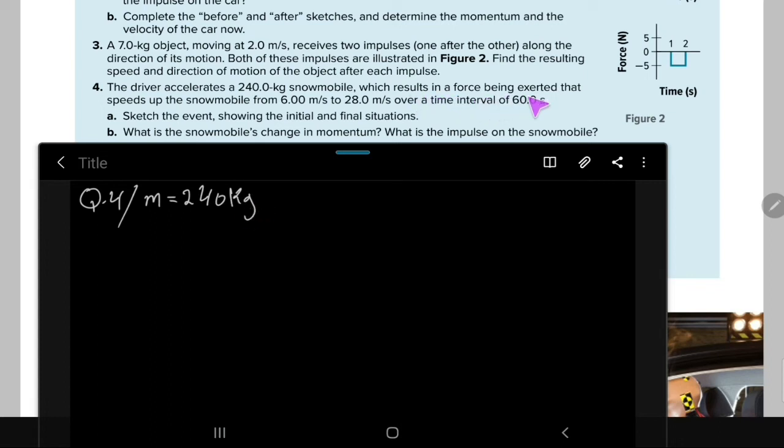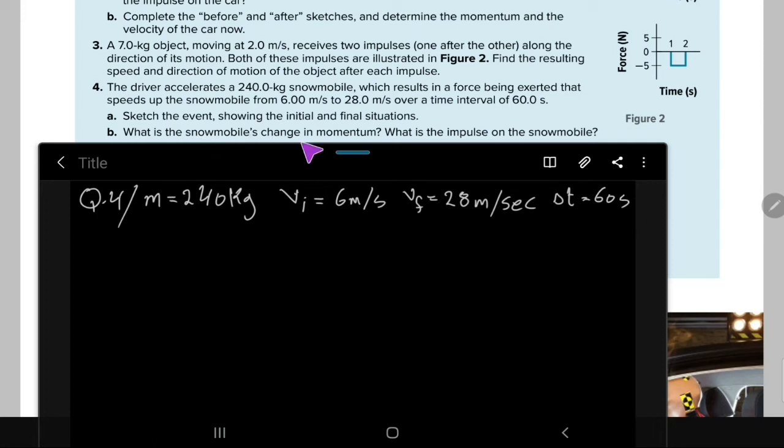which results in a force being exerted that speeds up the snowmobile from 6 meter per second to 28 meter per second. So here we have V initial, which is equal to 6 meter per second, and also we have V final, and that's equal to 28 meter per second over a time interval of 60 seconds. We have the time interval, which is 60 seconds.